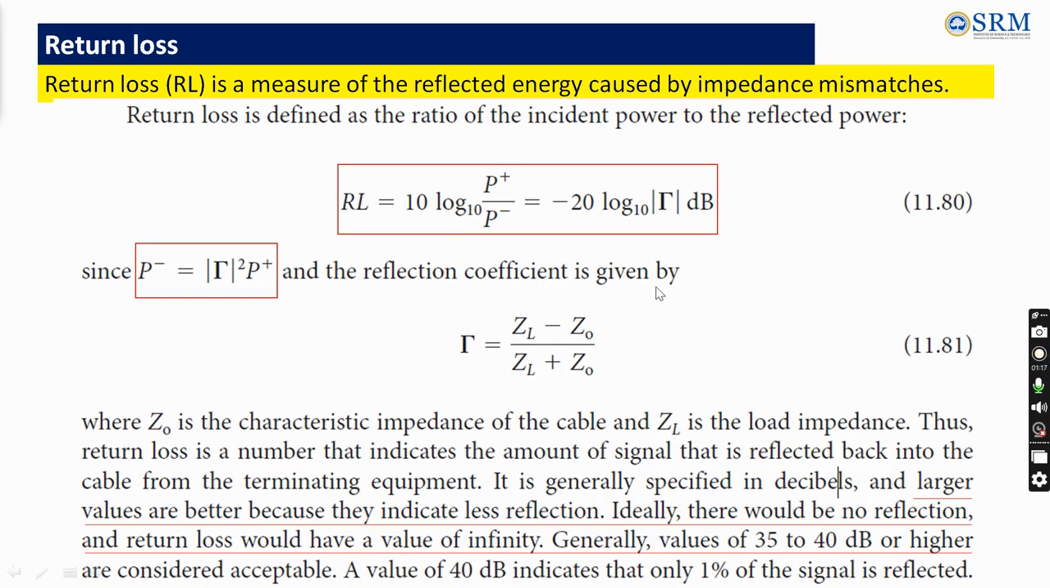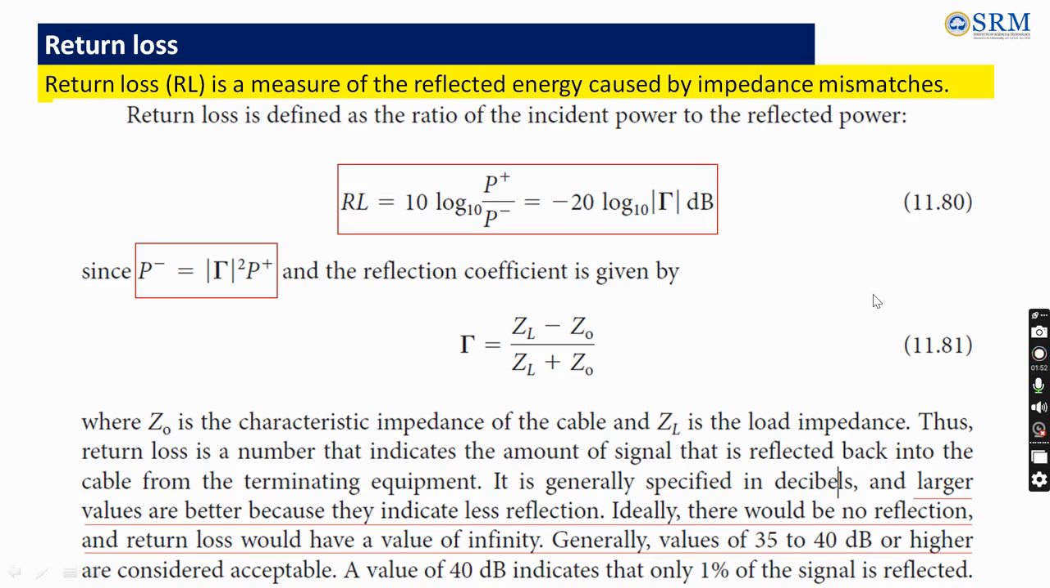Okay. And the larger values of return loss will indicate there is less reflection from the load. And if there is no reflection, if reflection coefficient is 0, what happens? Log of 0 is infinity. Okay, return loss will be infinity, and this will be the ideal case. Generally, values ranging from 5 to 40 dB or higher are acceptable. 40 dB indicates that only 1% of the signal is reflected back from the load. The remaining 99% is transmitted from the source to the load.